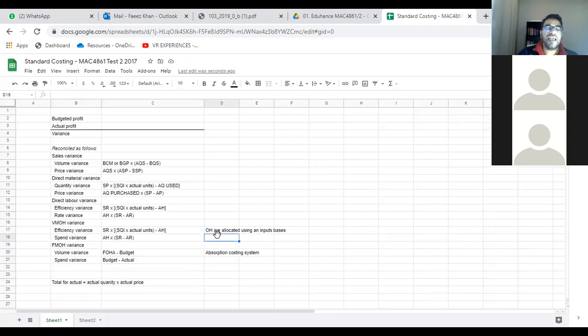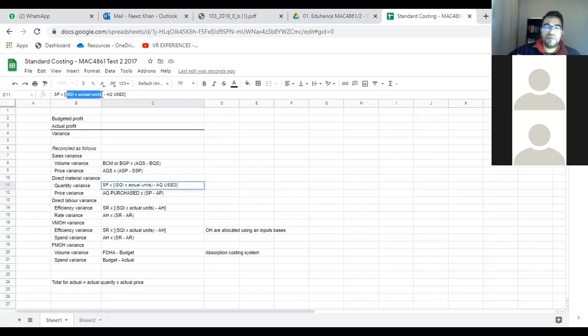So then you will only have a spend variance and no efficiency variance for variable manufacturing overheads if you are using an outputs basis for allocating overheads. So those are the key things that you want to be aware of. So that is the basics. So like we said, number one, always remember to flex a budget. How do we flex a budget? This is flexing the budget: SQI times actual units, okay?